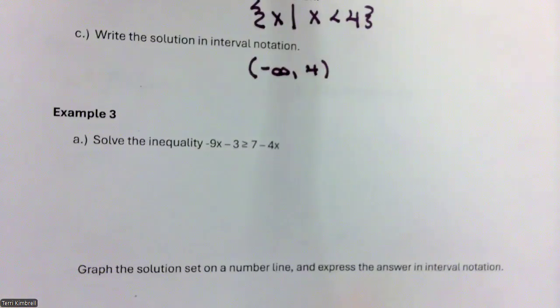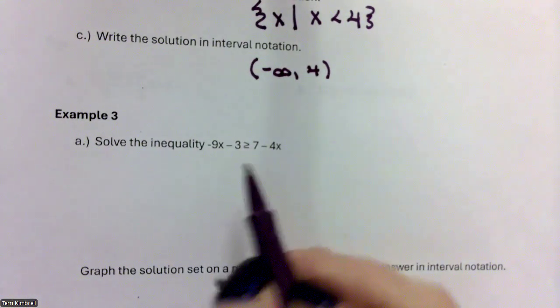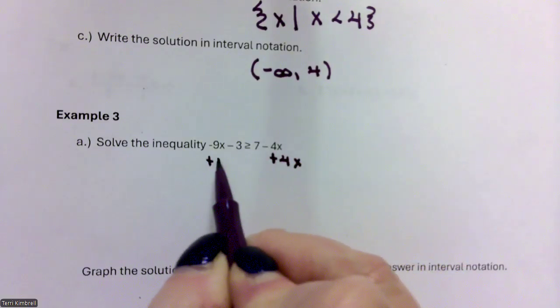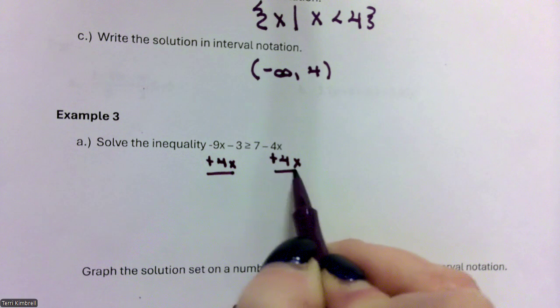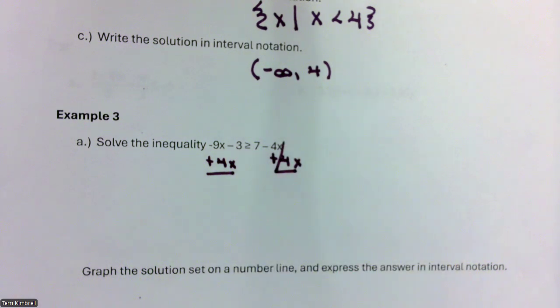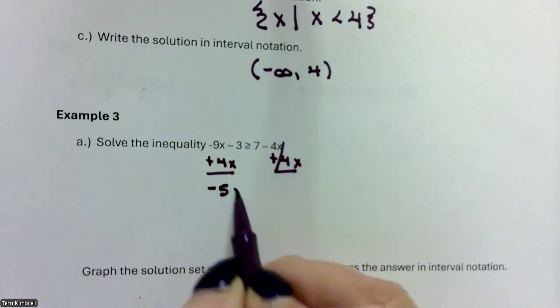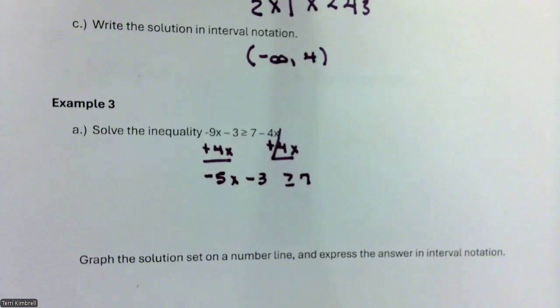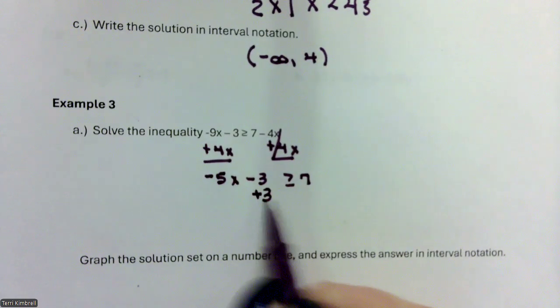Okay. Now we're looking at example 3 where you have variables on both sides. So we're going to try to get the x's on one side together first. So I'm going to add the 4. -9 plus 4 is going to be -5. Then we're going to add the 3.